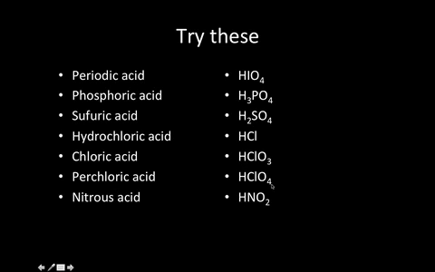Perchlorate is ClO4, so perchloric acid is that. And nitrite is NO2, so nitrous acid is HNO2. So all of these things, the last 4, all have a -1 charge, so we just have 1 hydrogen accompanying them. We're almost done. That was acids.